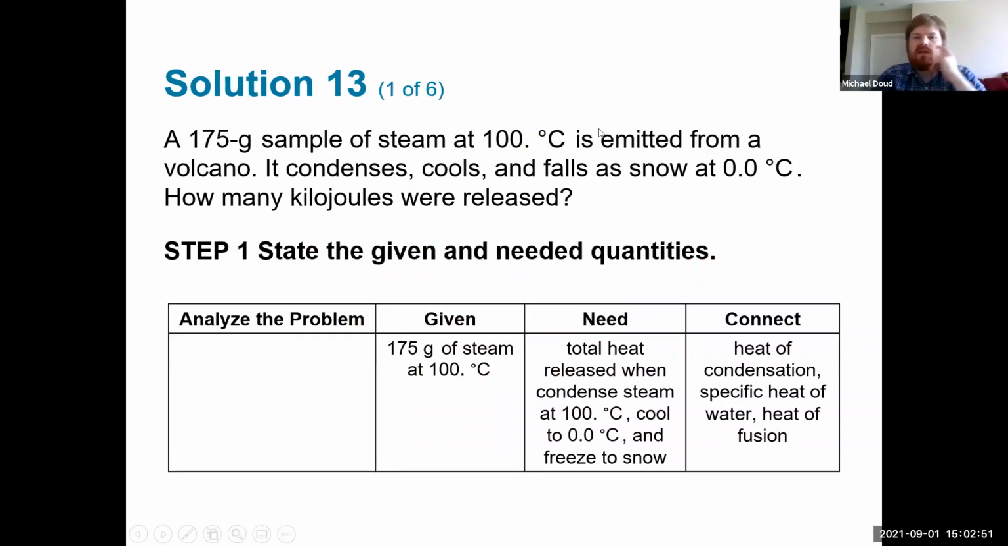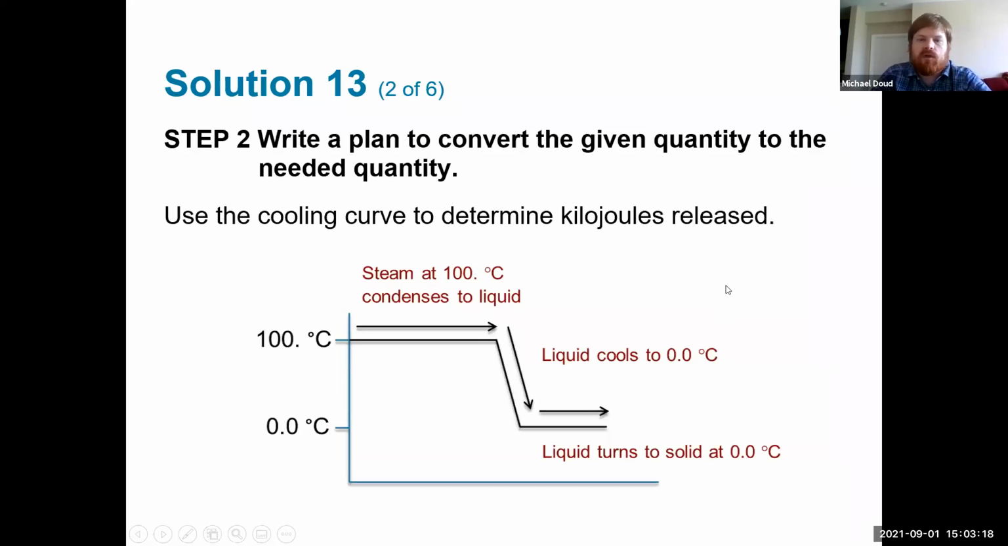Okay, here we go. Step 1. We know that we already said this, right? We have 175 grams of steam at 100 degrees Celsius. We need the total heat that was released when we condense the steam at 100 degrees Celsius. Then we cool the liquid water to 0 degrees Celsius, and then finally we freeze it to snow. So we need the heat of condensation. We need the specific heat of liquid water, and we need the heat of fusion for water. Well, fortunately, we're able to do all of those things. We can also set up a cooling curve that'll determine the kilojoules that are released. This is just another way of visualizing the process that we talked about, right? This is Q1, this is Q2, and this is Q3.